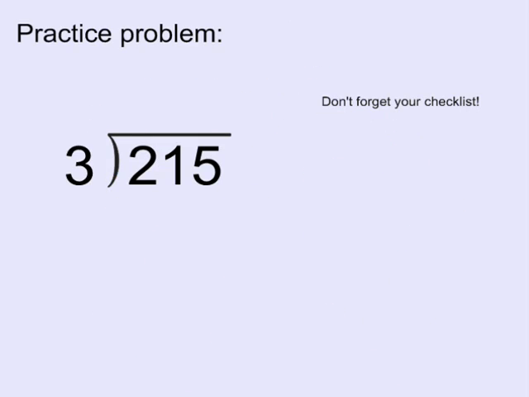I want you to try another practice problem on your own. Tonight's practice problem is 215 divided by 3. Try to do it by yourself. Don't forget your checklist. Make sure that you have it written down on your notes page and you bring it to class tomorrow.